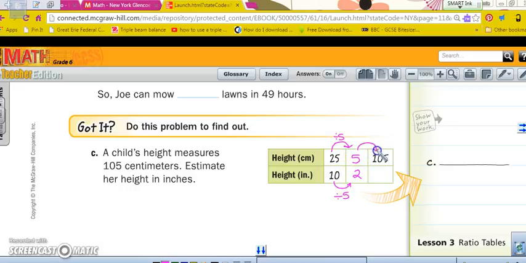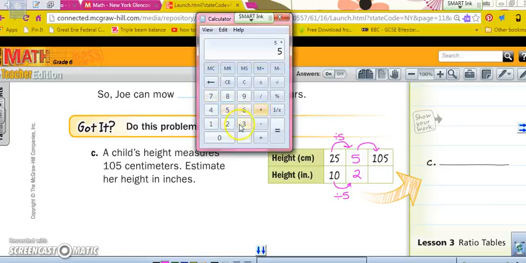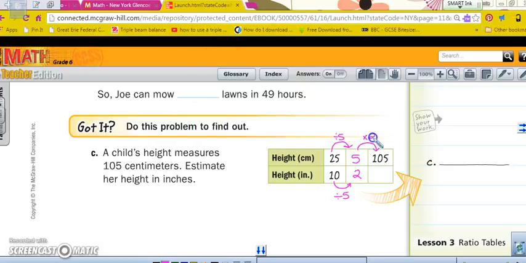Now, can I go from 5 to 105? Yep. So let's do 5 times 30. That's 150, so too big. 5 times 15, 75. 5 times 16, 80. 5 times 17, 85. 5 times, let's do 22, 110. 5 times 21, 105. So I multiplied by 21.